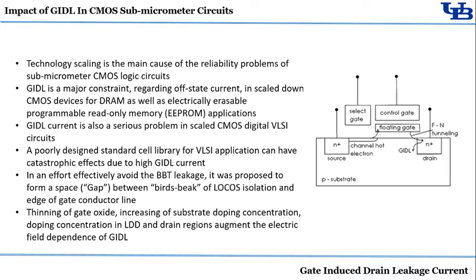In an effort to effectively avoid the BBT leakage, it was proposed to form a space or gap between the bird's beak of LOCOS isolation and the edge gate of the gate conductor line. Thinning of gate oxide and increasing of substrate doping concentration in LDD and drain regions augment the electric field dependence of GIDL. And you can see an EEPROM profile with GIDL's effects illustrated in the figure.